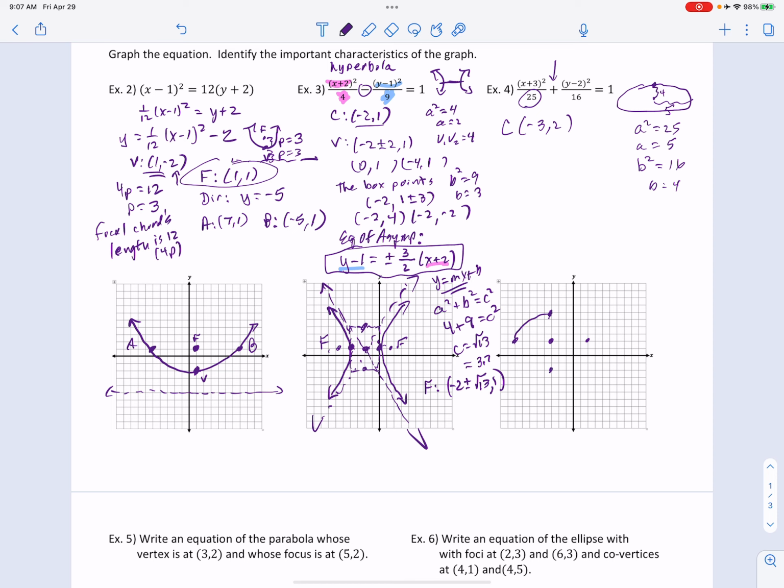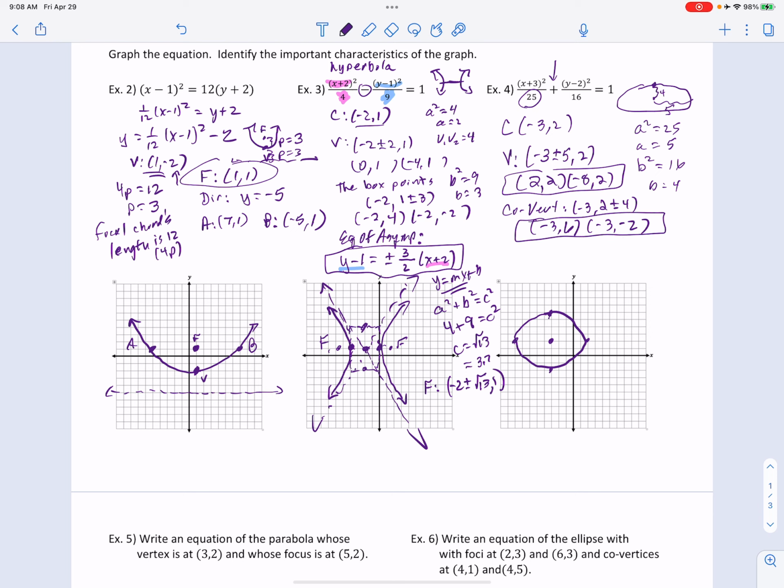And so your ellipse looks something like that. And I need to find the vertices. And to do that, we're taking -3 and going right and left 5. You can't leave your answer like that. You need to simplify. So that's where you get 2, 2, and -8, 2. So those are your vertices. Your co-vertices, you are taking the center and you're going up and down b units. So you get -3, 6, and -3, -2. And those are your co-vertices.